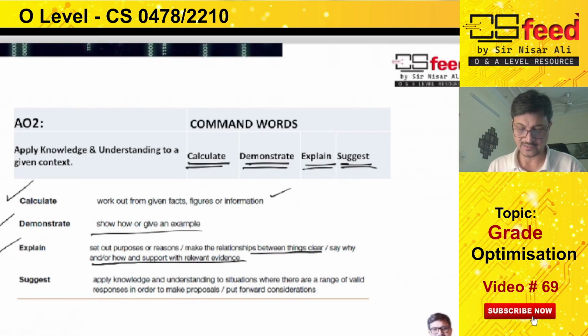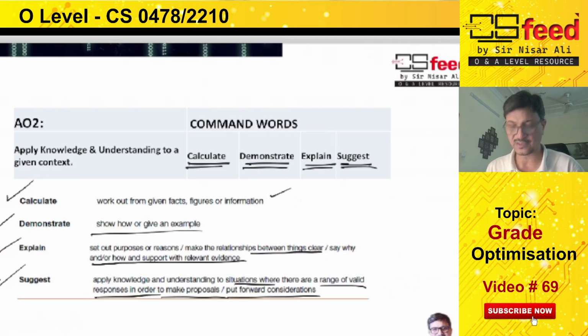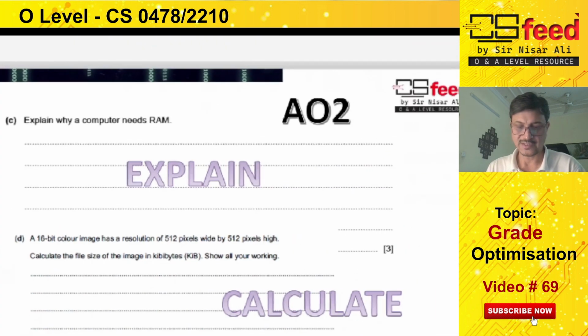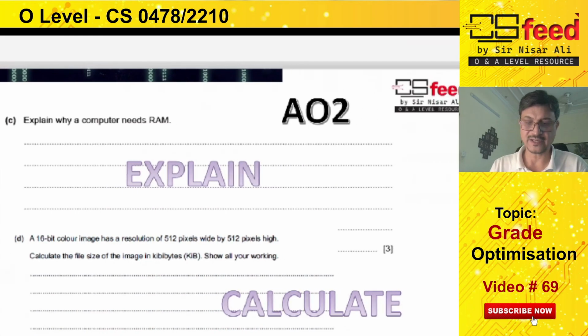Explain, I will explain it. Suggest: apply knowledge and understanding to a situation where there is a range of valid responses, in order to make a proposal, put forward considerations. So calculate, demonstrate, explain, and suggest, these command words come in assessment objective 2. Now let's see a question. Explain why a computer needs RAM. Be very clear here that you are not asked to write the features of RAM. You are asked to write why the computer needs RAM. So this is a different perspective of a question, a different level of a question.